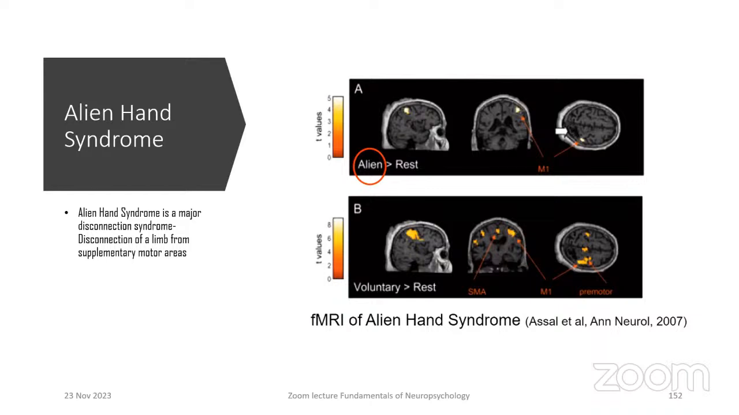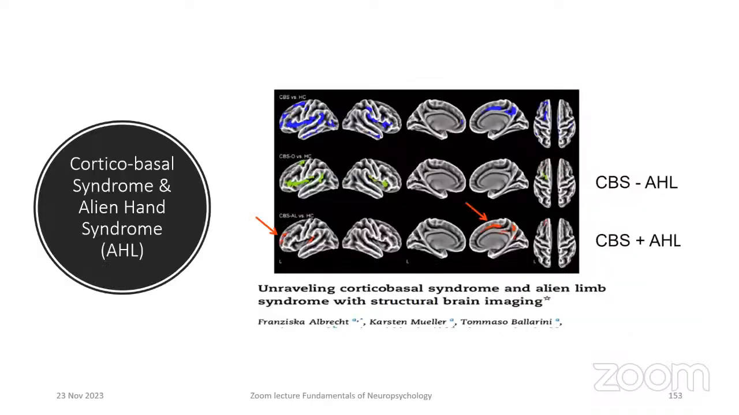Alien hand syndrome is a major disconnection syndrome of a limb from the supplementary motor area. The disconnection is from the supplementary motor area, which you can see. This is a functional MRI of alien hand syndrome. Corticobasal syndrome, alien hand syndrome. So, unraveling corticobasal syndrome and alien limb syndrome with structural brain imaging, you can see the areas which are damaged marked in color.